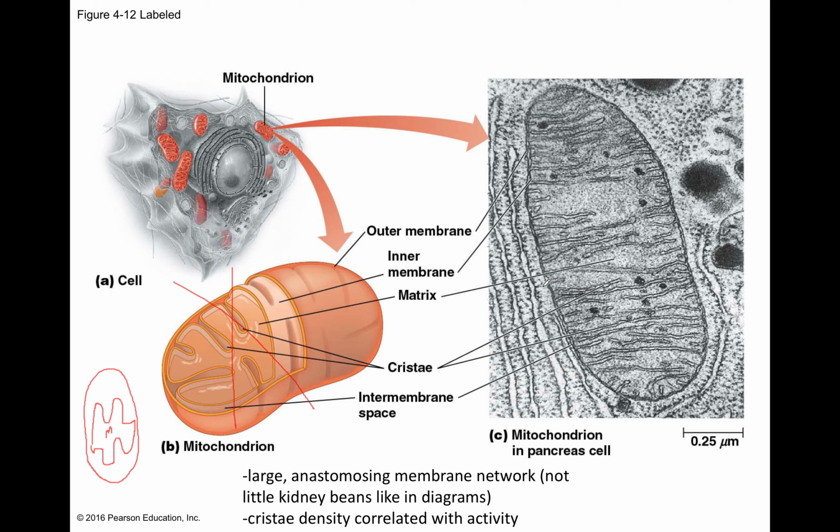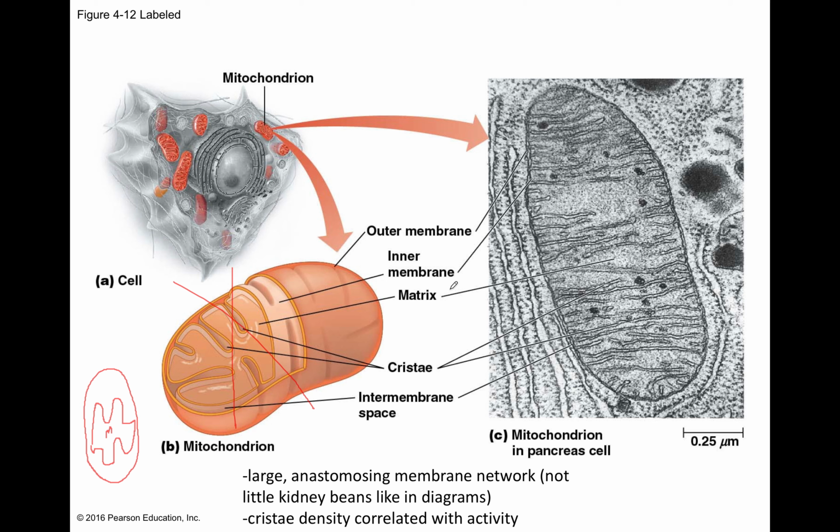Mitochondria have transport systems between the outer and the inner membrane, and between the outer membrane and the cytoplasm. And mitochondria are a large anastomosing membrane network. They're not little kidney beans like you see in all these diagrams in all the books all the time.